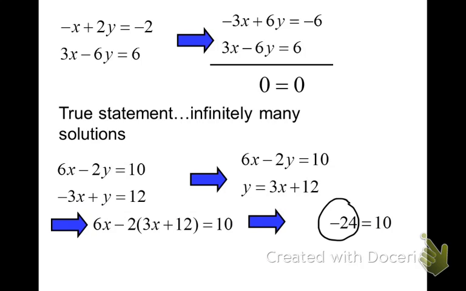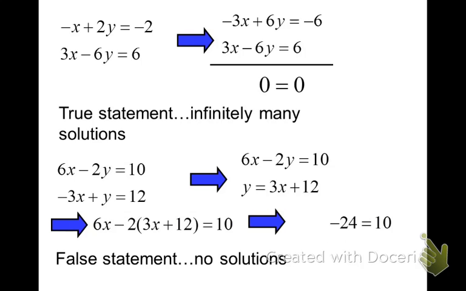Since the negative 24 isn't equal to the 10, we have a statement that's not true. And when the statement is not true, that's a no solutions problem. And again, what does that mean? It means that the lines are parallel.